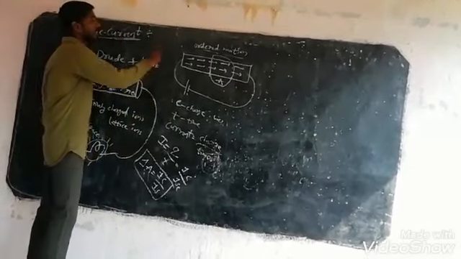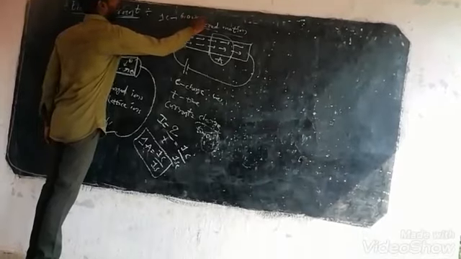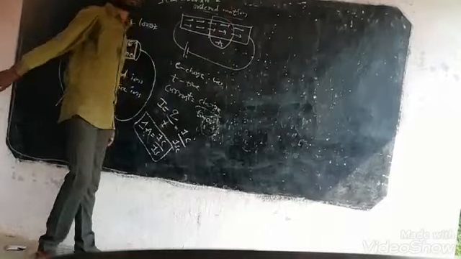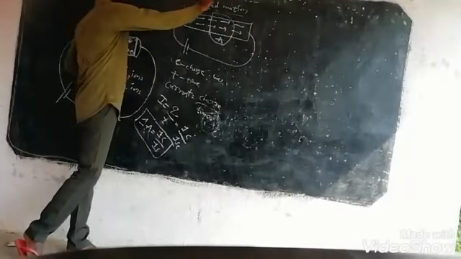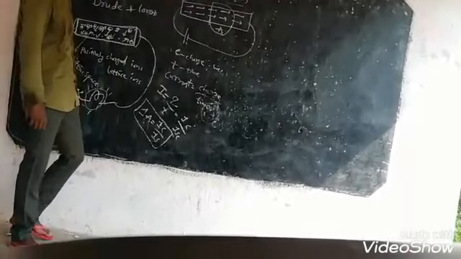And one more thing, 1 coulomb means 6.028 into 10 power 18 electrons.